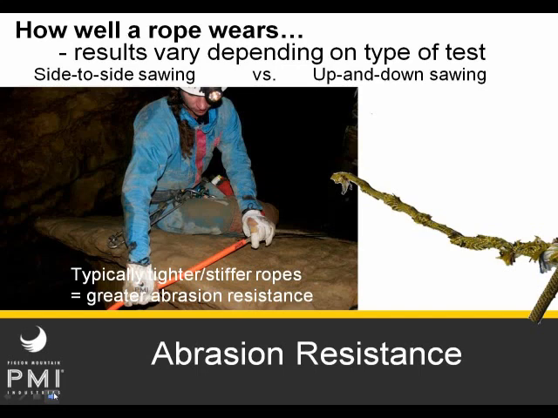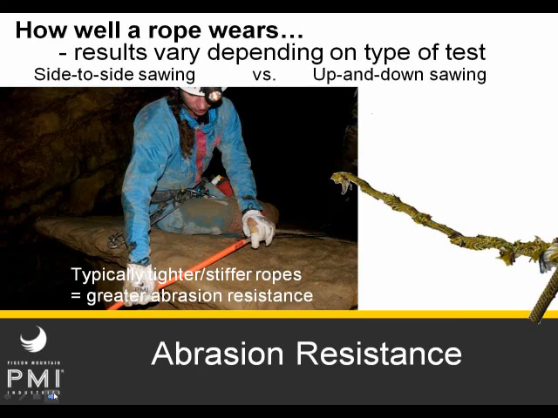Something else that people seem to not be quite as familiar with is the effect of the sheath design on abrasion resistance characteristics of a rope. Again, there's not yet a universally agreed on test for this characteristic because the most consistent test methods don't necessarily correspond with the way that we really use ropes. In short, though, you can generally assume that the rope with the greater abrasion resistance will also have the lower knotability. In other words, typically tighter, stiffer ropes have greater abrasion resistance.